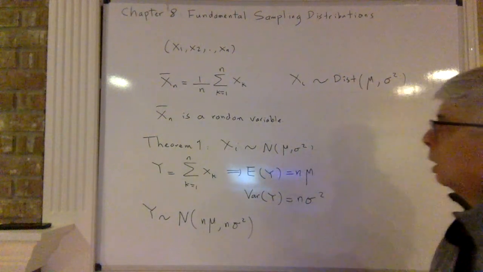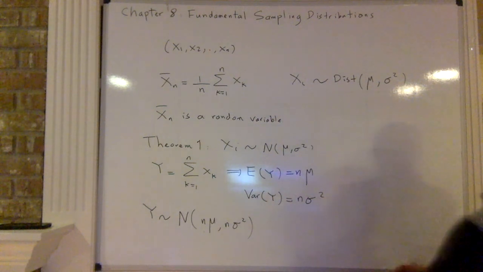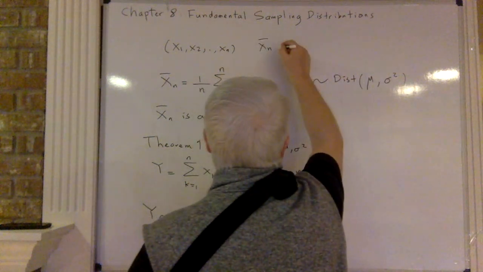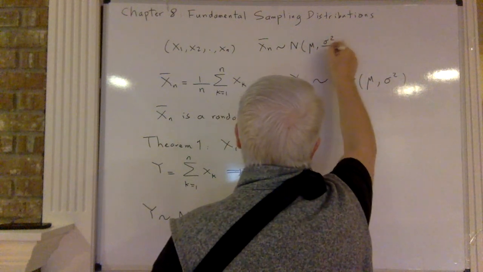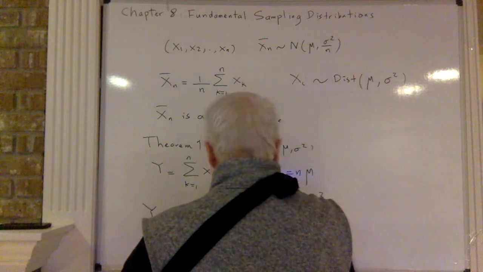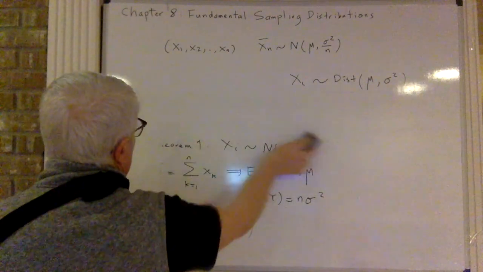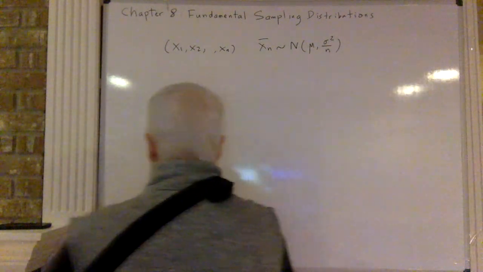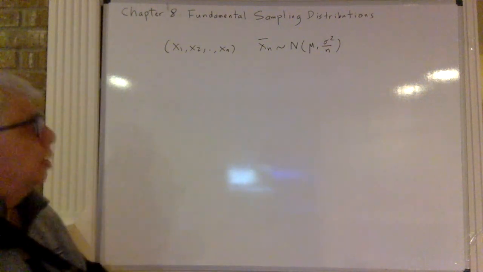So we found that x bar n has, let me write it here somewhere so we know, x bar n has this distribution. That's the normal with mu and sigma squared over n.